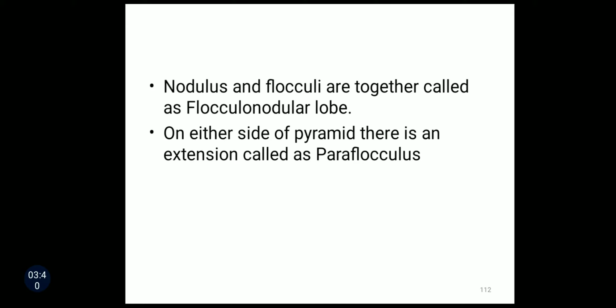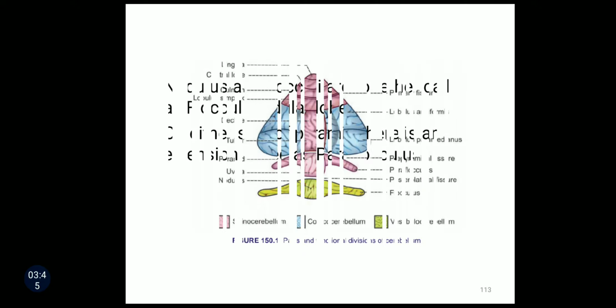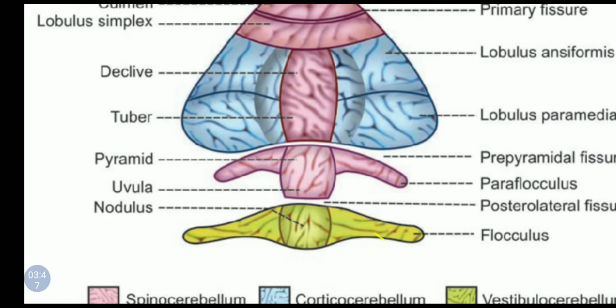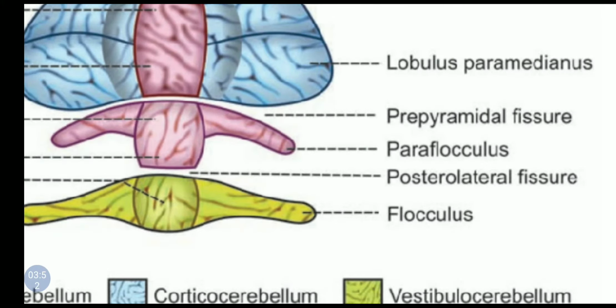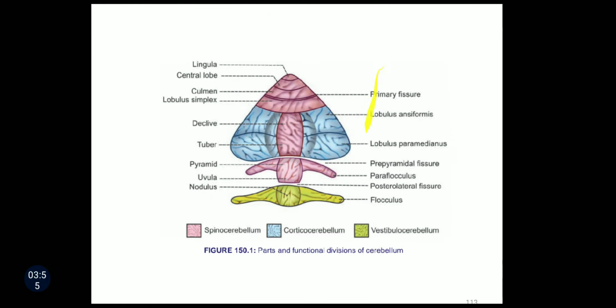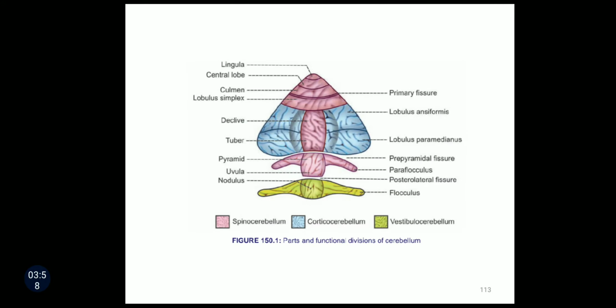On either side of pyramid also there is an extension. This extension is called paraflocculus. So these are the 9 parts of vermis. Vermis is the central portion, the central body of cerebellum. It is situated centrally, and on both sides of this vermis there are the right and left cerebellar hemispheres.